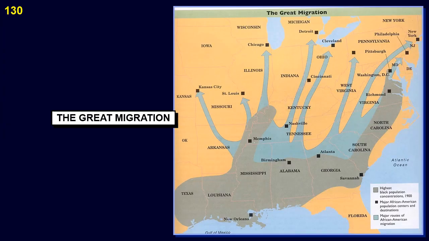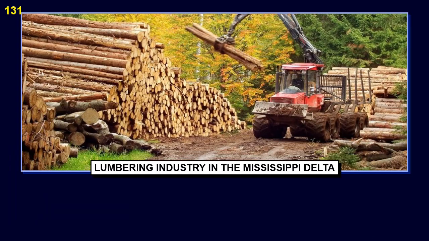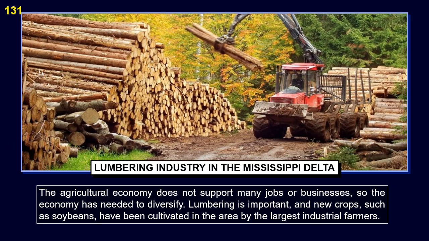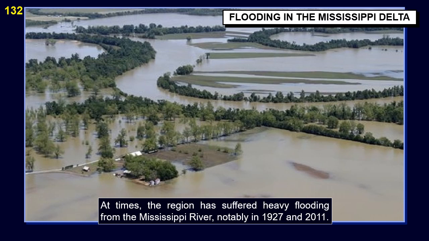The majority of residents in several counties in the region are still black, although more than 400,000 African Americans left the state during the Great Migration in the first half of the 20th century, moving to northern, midwestern, and western industrial cities. The agricultural economy does not support many jobs or businesses, so the economy has needed to diversify. Lumbering is important, and new crops such as soybeans have been cultivated in the area by the largest industrial farmers. At times, the region has suffered heavy flooding from the Mississippi River, notably in 1927 and 2011.